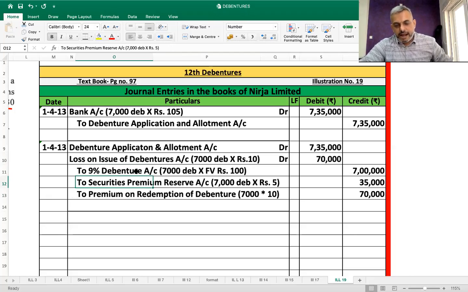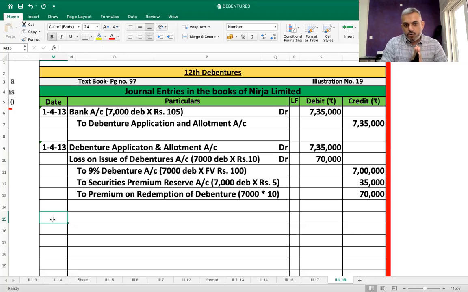Then 9% debenture long-term liability loss. Okay, it's a loss which we have to write off over the tenure of the debentures, what we have committed to the debenture holder. So if they are for a tenure of 5 years, every year 1/5 we have to write off. It's a deferred revenue expense. And then debenture application is a temporary account which we have reversed. So this is the entry, very important.